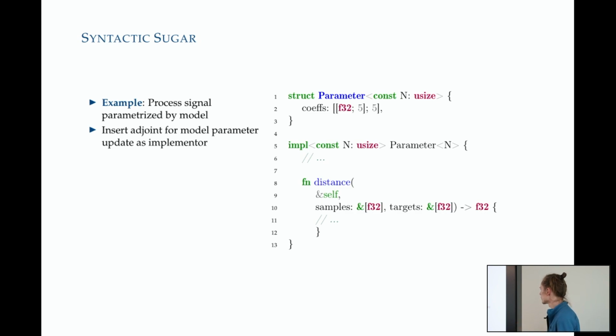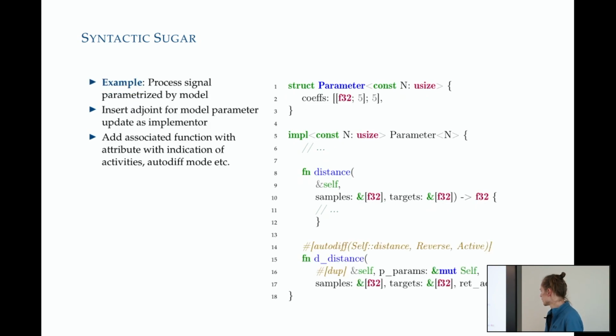Just a short example: you have a structure which is parametric at compile time over some number, has some coefficients, and you have a primary function for which you want to generate the adjoint function. We now want to add a new function to this impl block. This is our current approach. This is called an attribute macro.